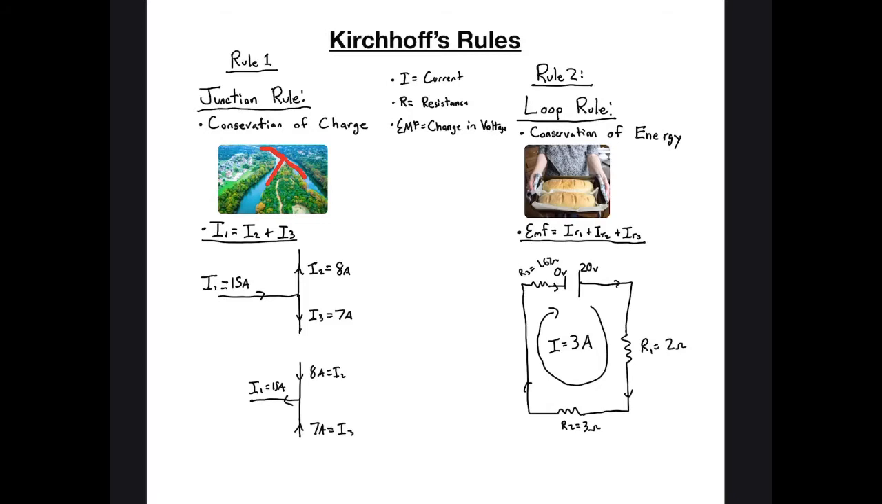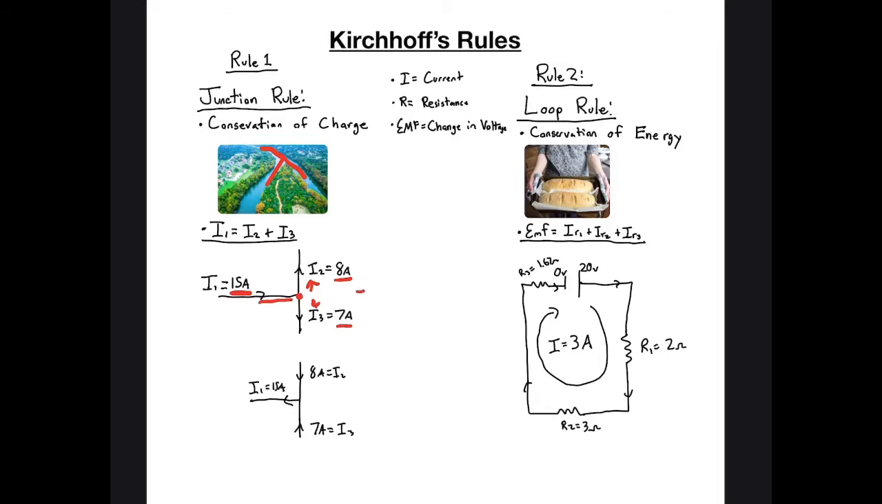Much the same as the river, whatever flows into an electrical junction must flow out. In summary, whatever charge flows into a junction must flow out. It is conserved. So if we look at this first example, we can see that I1 is 15 amps. As it moves towards the junction, it splits off into two smaller currents, I2 and I3. I2 is equal to 8 amps and I3 is equal to 7 amps.